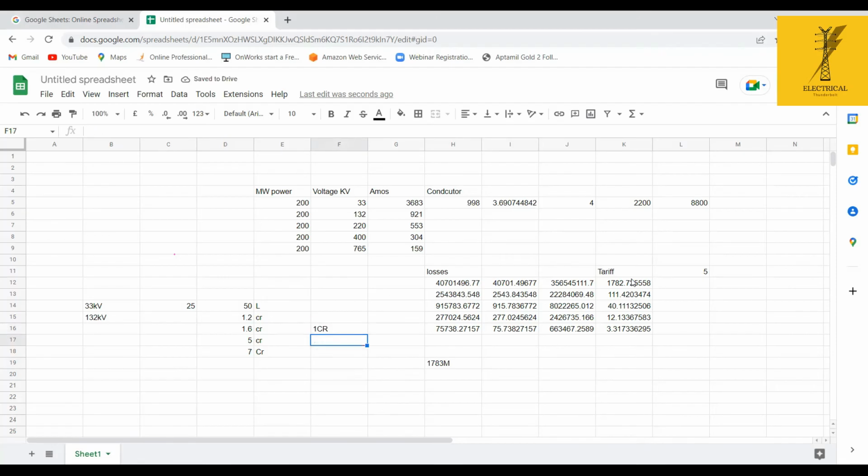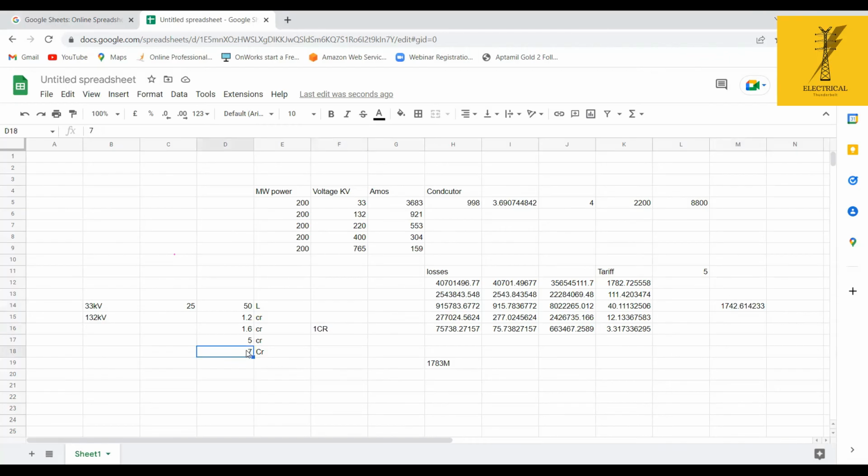But how much am I saving per year? 1782 minus 40, am I right? Yes, so I am saving 1742. So the point is, nearly 774 crore rupees per year, just by adding 1 crore. See how much it saves.